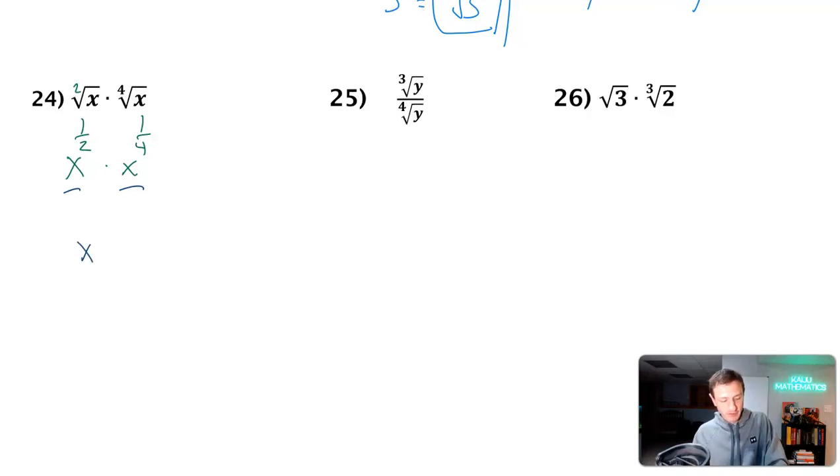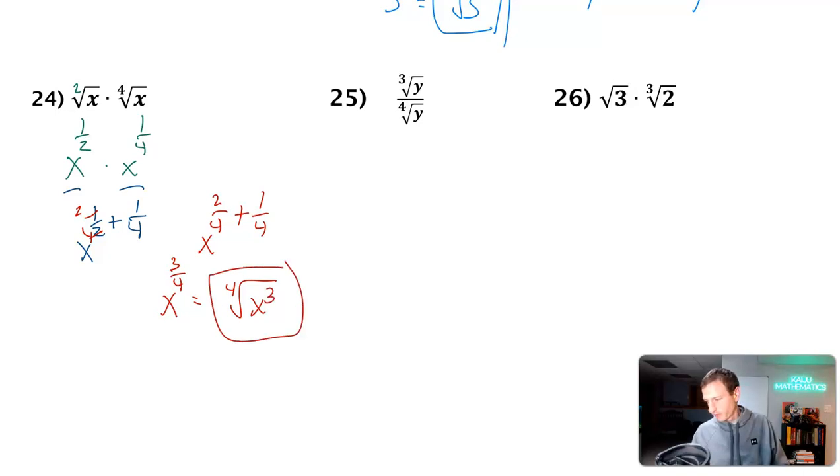So I do x to the 1/2 plus 1/4. Make the denominators the same, of 4. So that's going to be 4. That's going to be 2, because 2 times 2 is 4. 1 times 2 is 2. So this is x to the 2/4 plus 1/4. Same denominator, so 2 plus 1 is 3, so 3/4. So x to the 3/4. So I get the 4th root of x to the 3rd.